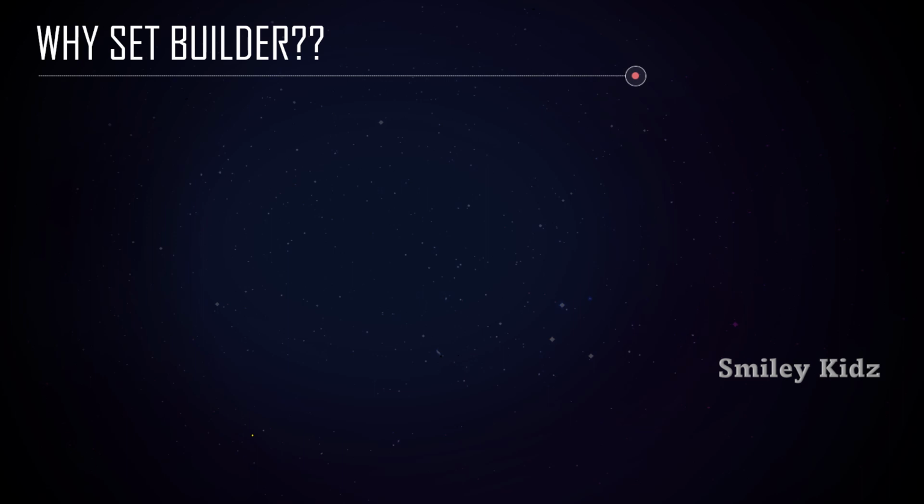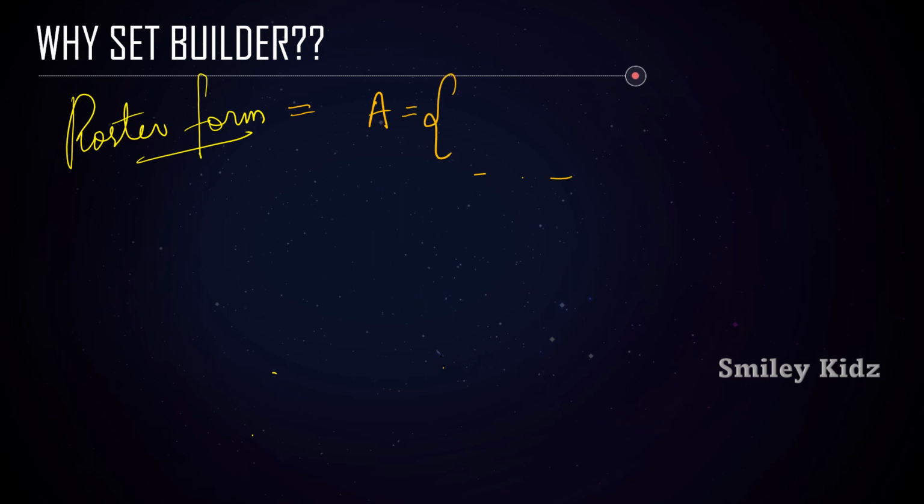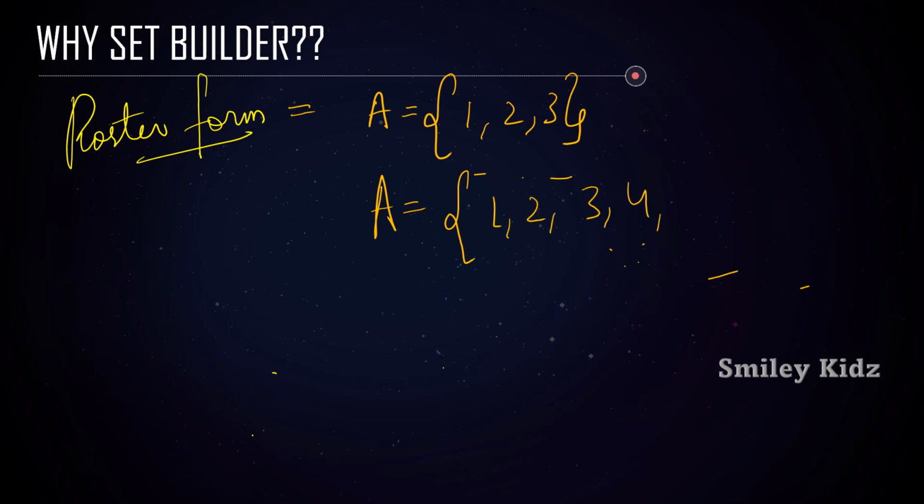Now we had such an easy form, that is the roster form. Now what is the need of a set builder form then? Every time the data cannot be simple and small, or a very little amount of data. Let's suppose I have 1, 2, 3. That is a small amount of data that can be represented in the roster form. But if I say A is equal to, I need to write from 1, 2, 3, 4, 5 till 10,000. Now I can't keep on writing this and waste my time. And that is why set builder is there.